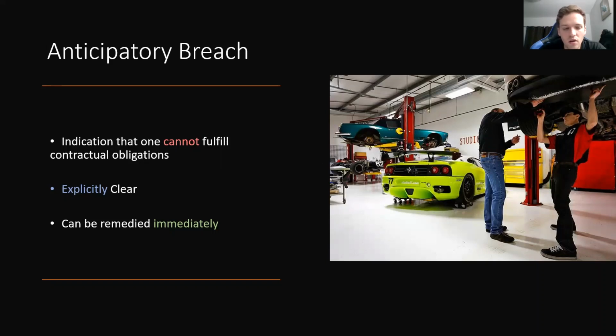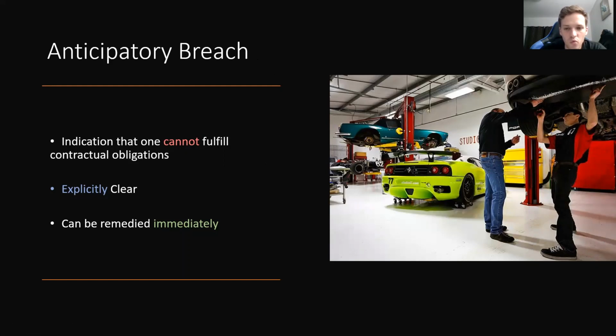And so at that point, the non-breaching party could seek remedies, which would be equal to the amount of another mechanic and what they would charge, the difference. But if it were to be less than what was originally charged, then there are no remedies there. But something that's really key to the anticipatory breaches is that it has to be explicitly clear.